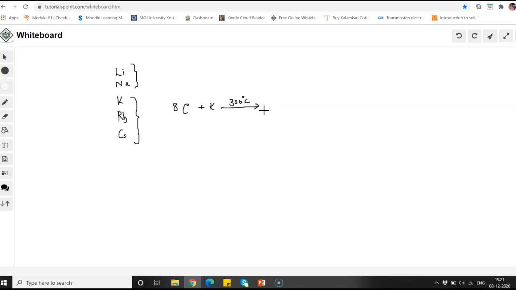When graphite is reacted with potassium metal at 300 degrees Celsius, it gives an intercalation compound of composition C8K. In a similar way, you can synthesize C8Rb and C8Cs. You take carbon plus rubidium, or carbon plus cesium, and you will get the corresponding compound, all at 300 degrees Celsius.